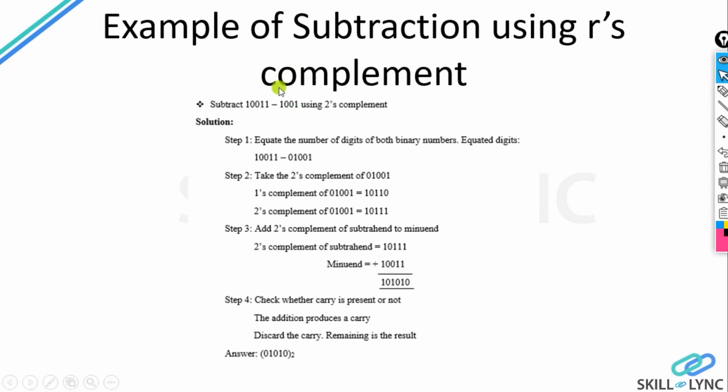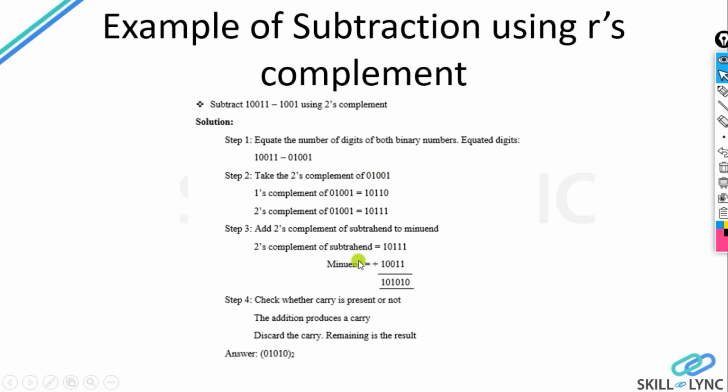So the rule says take the 2's complement of the second number, which is 01001. It will become 10111, because 2's complement is 1's complement plus 1. And 1's complement is, if you have 0, just replace it with 1. If you have 1, just replace it with 0. So this is the 2's complement.